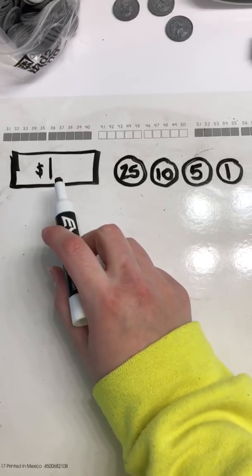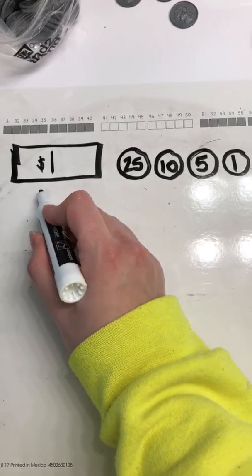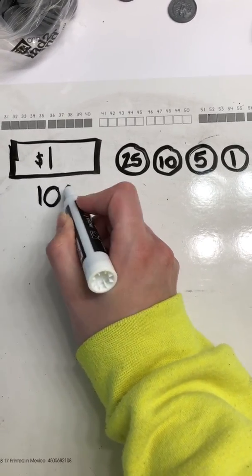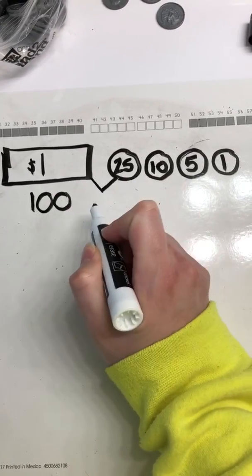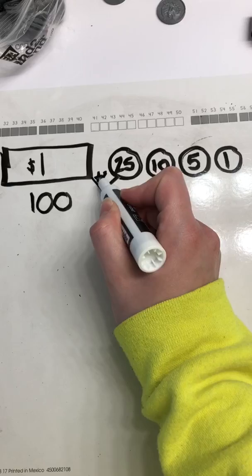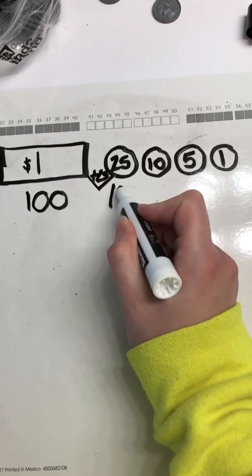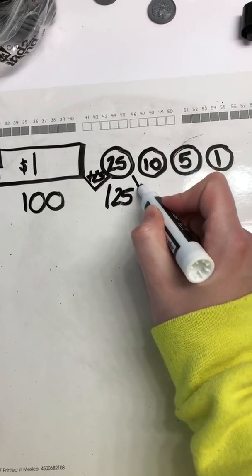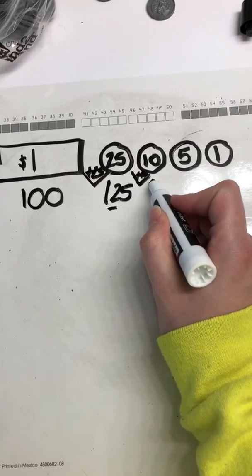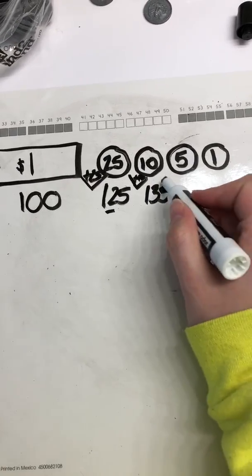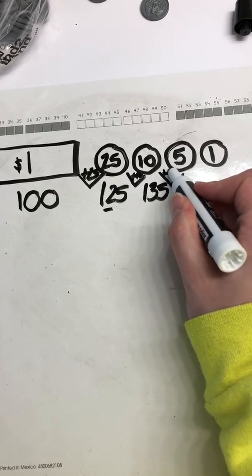Okay, so let's see, we have $1, so which is how many cents? 100. What do I have to add to that to include my next change? I have to add 25 to get 125. Then I add 10 to get, our tens place goes up 1, 135. Then I add 5.